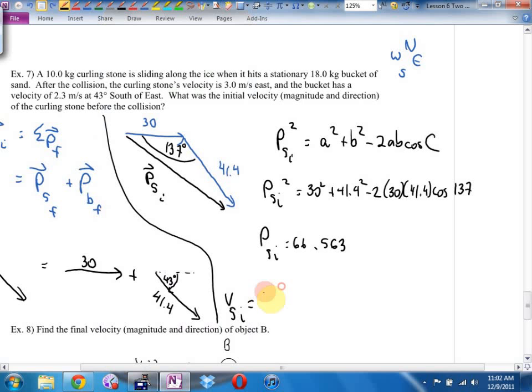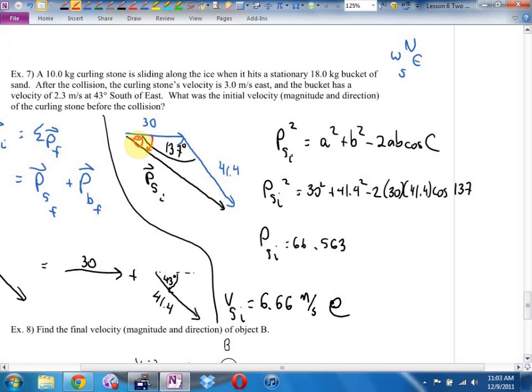What angle? This angle right here. Which is going to be what of what, by the way? South of east. Yeah, it was coming in south of east. And then, I guess, it got deflected straight sideways and continued this way.